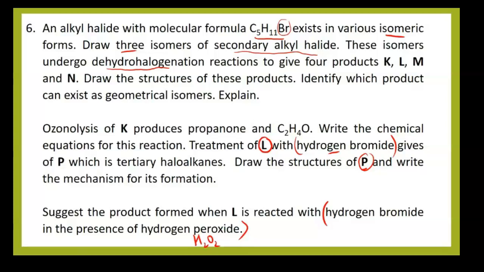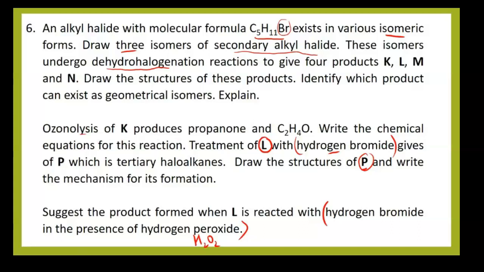Okay, like the question just now: draw the isomers of the secondary alkyl halide, and then draw the products, which are the four, K, L, M, N. Maybe you cannot label K, L, M, N at first, but later, in the progress of answering this question, you can label them. Then identify which isomer can exist as geometrical isomers, and then they undergo ozonolysis. So every statement in a long question gives you a hint.